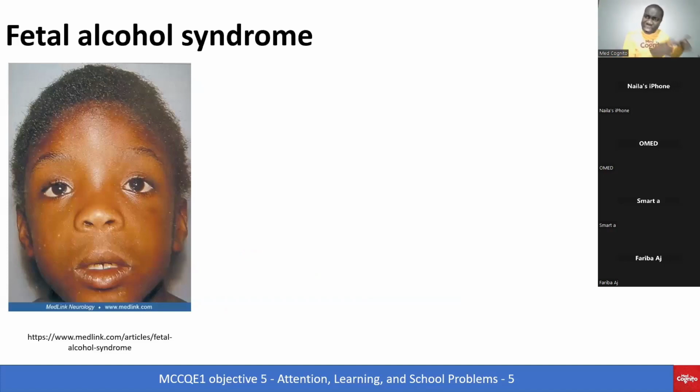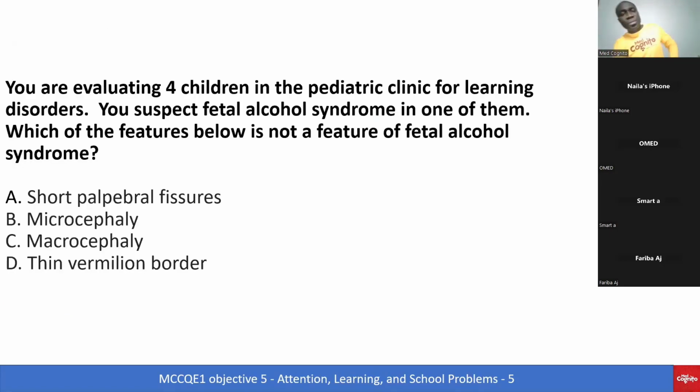Now, we also said that another condition that can lead to attention, learning, and school problems is fetal alcohol syndrome. Another important topic you need to review. So, can somebody read this question for us, please? And then try to answer it. And everyone can also type in your answers. I want a volunteer, please. Someone should just volunteer, and then we go.